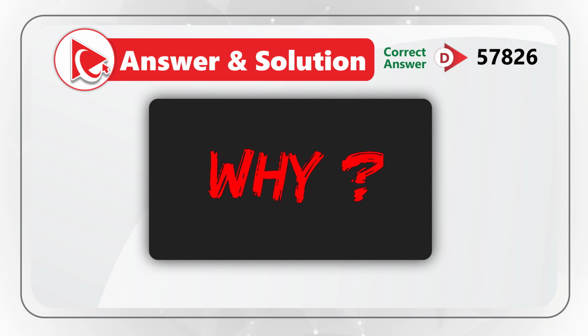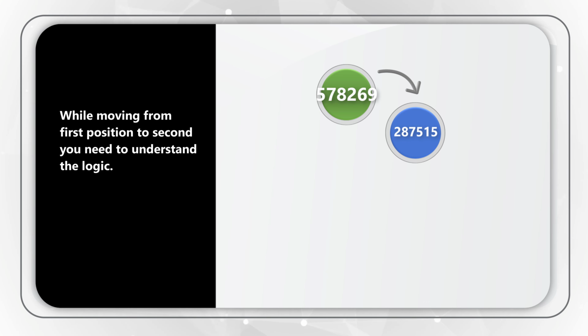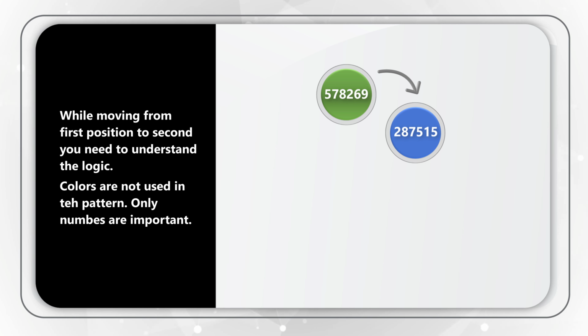To understand why, let's look at the pattern. As ball rolls from first position to the second, and we transform from digits 5, 7, 8, 2, 6, 9 to digits 2, 8, 7, 5, 1, 5, we need to understand the logic. As you might have suspected, the colors are not used in the pattern, and they're there just to deceive you. Only numbers are important. And to complete the transformational pattern, we need to do it in 3 steps.